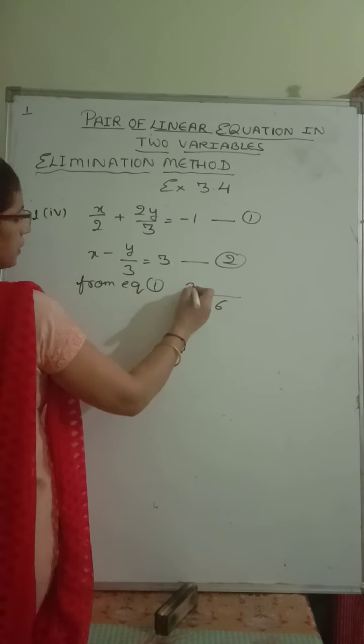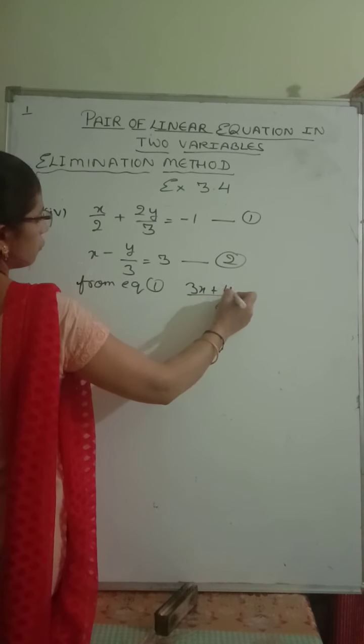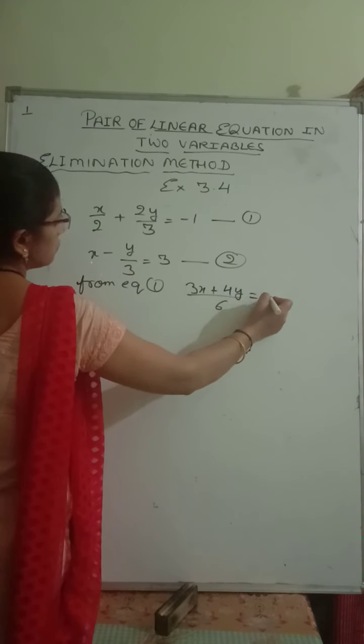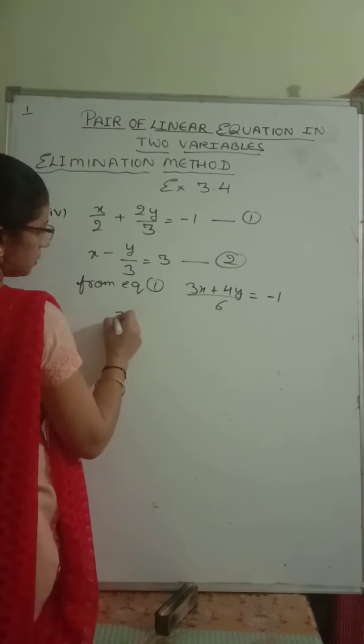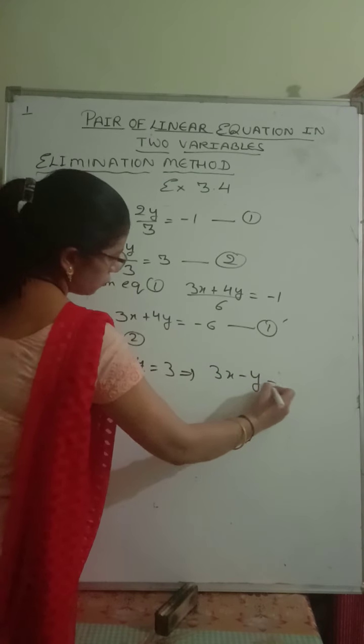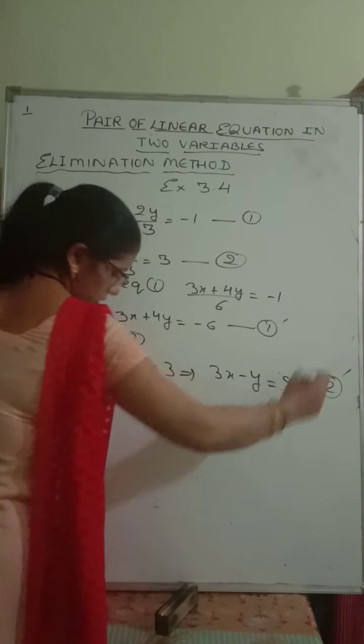So 3x plus 4y equals to minus 1 times 6, so it will become 3x plus 4y equals to minus 6. Let me say equation number 1 dash. Okay, then from equation 2, take the LCM. So 3 is the LCM. 3x minus y equals to 3 times 3, so it will become 3x minus y equals to 9. It is equation 2 dash.